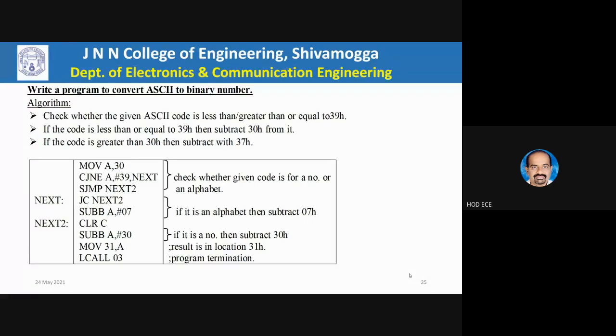So we should be very, very careful. As you are using SUBB, you should never forget clearing the carry before every subtraction. That is a very, very important point to note. So this is ASCII to binary.